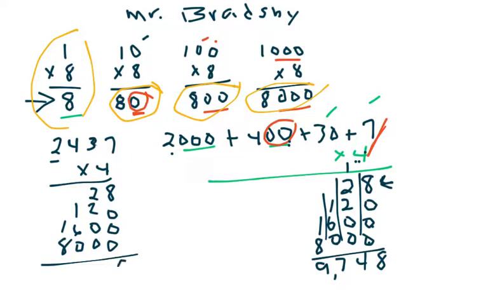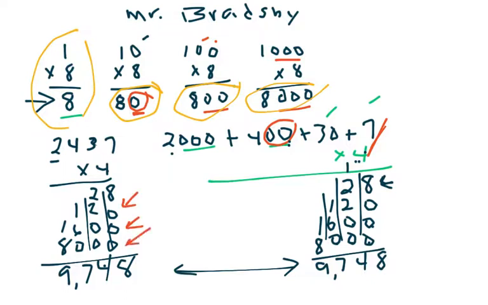Add them up, and to keep the columns straight again: 8, 2 and 2 is 4, 1 and 6 is 7, 1 and 8 is 9. So we get the same answer, right? But I'm thinking about these values, putting down 1 zero for the tens, 2 zeros for the hundreds, 3 zeros for the thousands. And they look a lot alike, don't they?